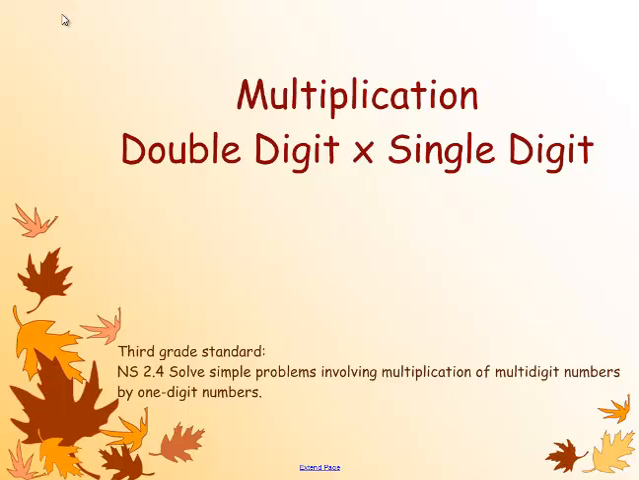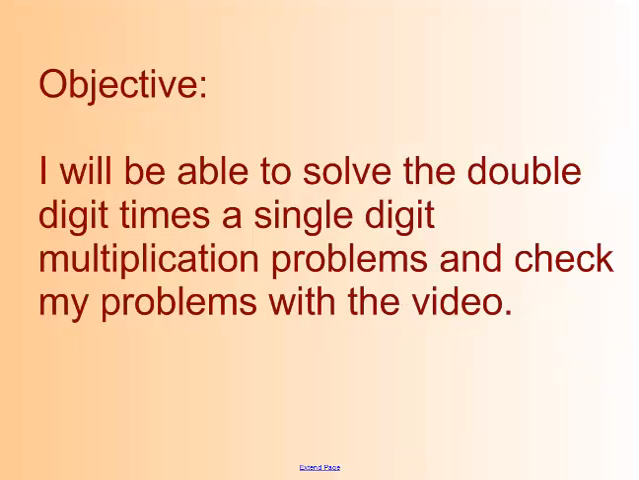Multiplication, double digit times a single digit. This is a third grade standard. It's number sense 2.4. You will solve problems involving multiplication of multi-digit numbers by one-digit numbers. You did this in third grade, so hopefully this will draw your memory, and we're using it as a springboard to move into more complicated multiplication problems.